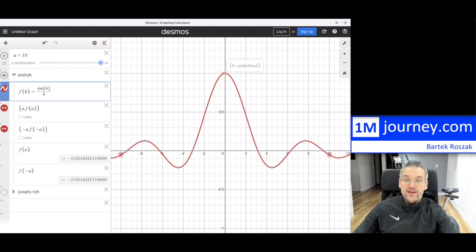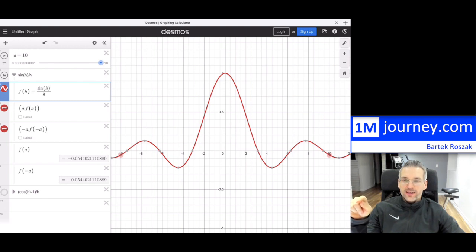It's undefined. But limits, the way that they work is h approaches 0. It's never 0. It just gets smaller and smaller and smaller. So we want to see what is happening to the left and to the right of it.